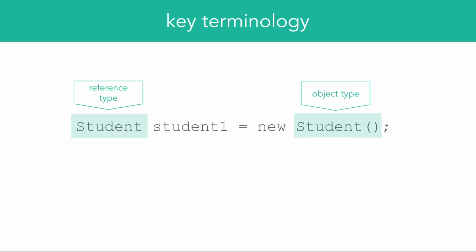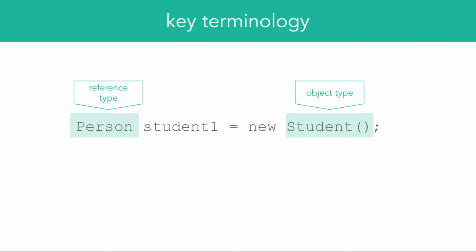Student on the left is the reference type. The student constructor on the right is the object type. These are usually the same. However, they can be different. An object can be instantiated with a type S and declared with a type T. In other words, I can declare a variable on the left side with a superclass, then instantiate it on the right with a subclass. Doing so facilitates polymorphism.